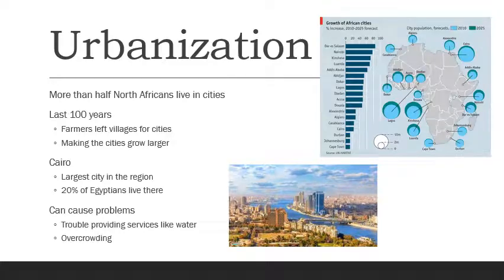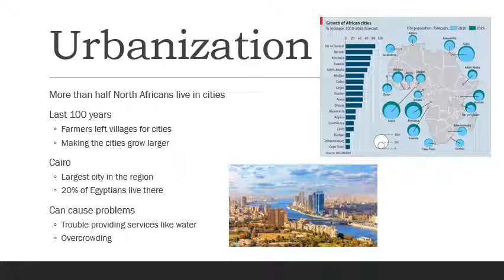As North Africa has been growing, more than half of the people in North Africa live in cities. It's mostly in cities, right? And so over the last 100 years, farmers have started leaving their villages and moving to cities as these places have been industrialized. What they're trying to do is look for jobs and a higher standard of living, just a better life, to have hospitals and schools nearby and all the things that you need.